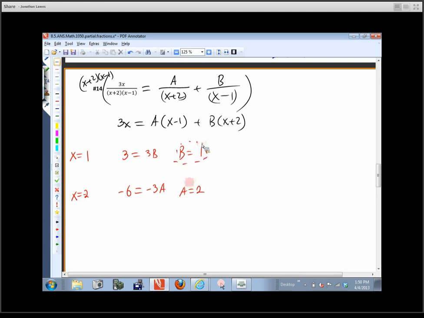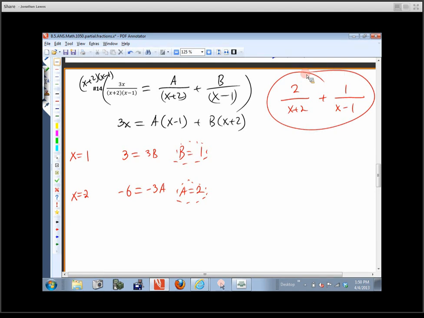Again, you wouldn't want to stop there. That's a common mistake. People just kind of relax, say, oh, I know what A and B are, so I'm finished. The whole point of this is to write this as the sum of the parts of the fraction that it came from. So this is going to be 2 over x plus 2, and this is going to be 1 over x minus 1. That right there is the answer. Any questions?